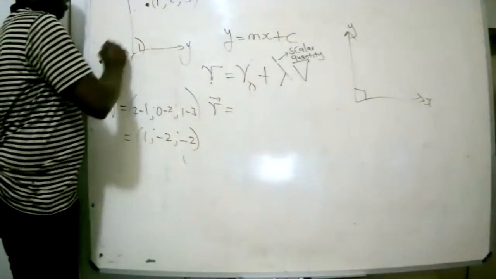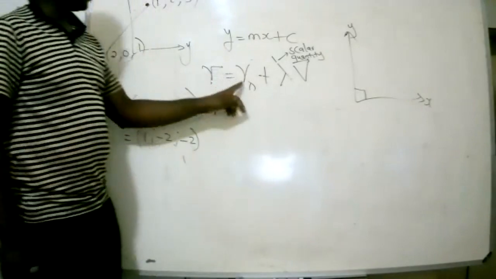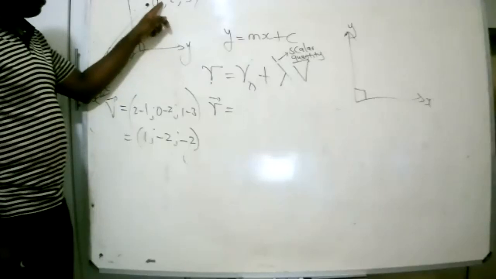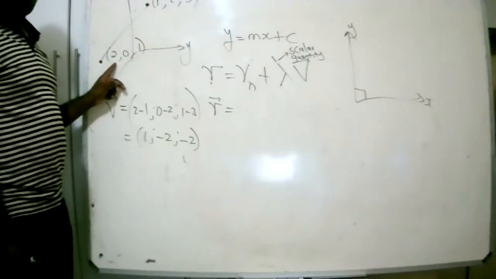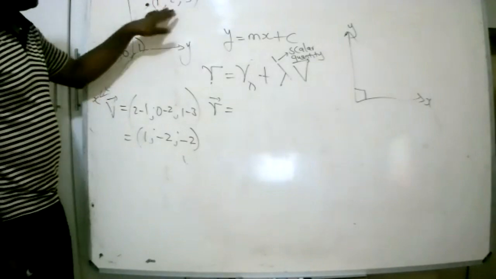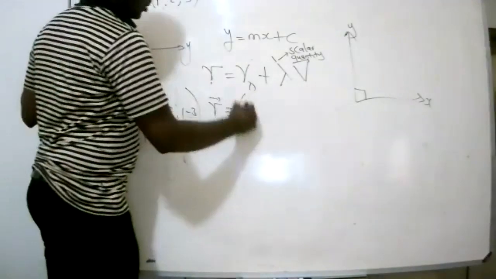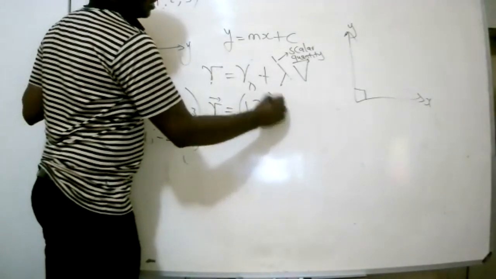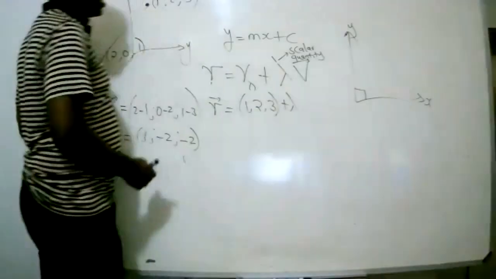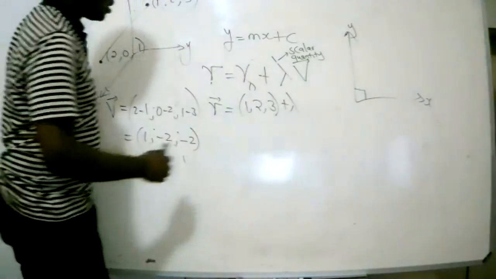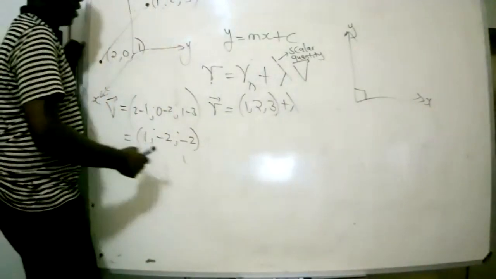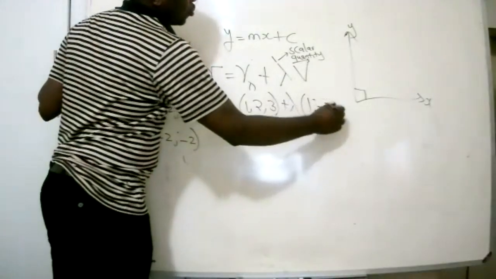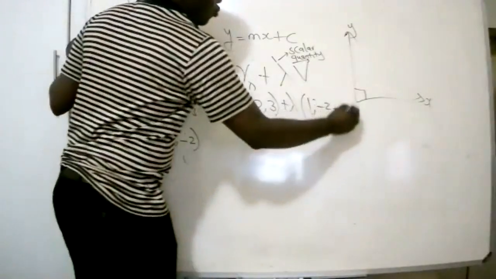So if we substitute a value r0, we can just choose any point on this line. So let's choose this one: 1, 2, 3. Lambda is a scalar quantity which is not given in this case. V is given. We find v as 1, -2 and -2.